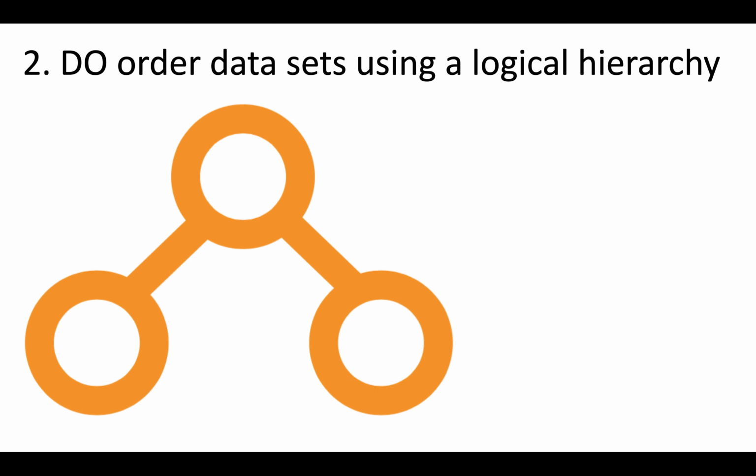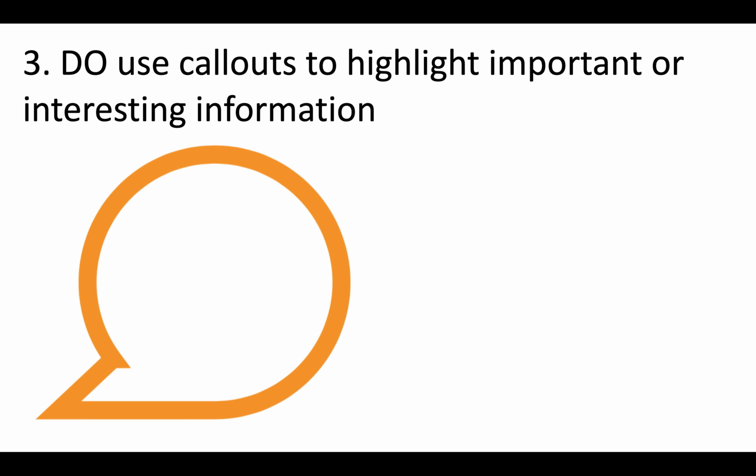Do order data sets using a logical hierarchy. Here, if you don't know what these circles represent, you would normally think that the one on the top, the one upper in the screen, is more important than the two below it. And you'd also think that the two below it are at the same level of the hierarchy, and that they're both connected to the first one and separate from each other. So using those types of logical hierarchies helps your viewer, your audience members, understand what you're getting across.